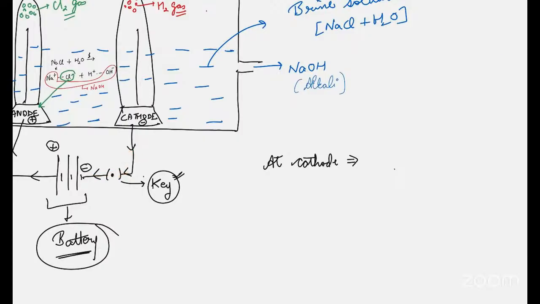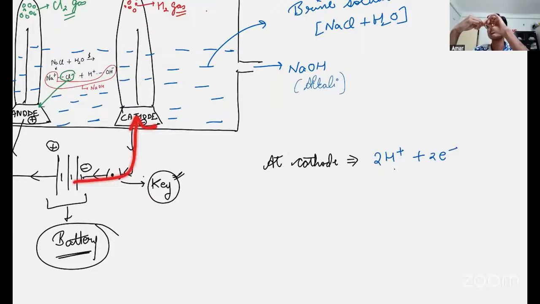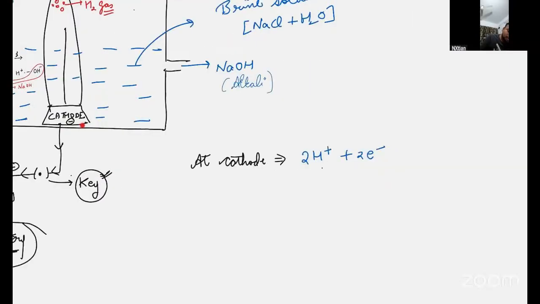At cathode, what is happening at cathode? Two H plus ions come together, because cathode is giving electrons. They are getting two electrons to become hydrogen gas. Did you understand?